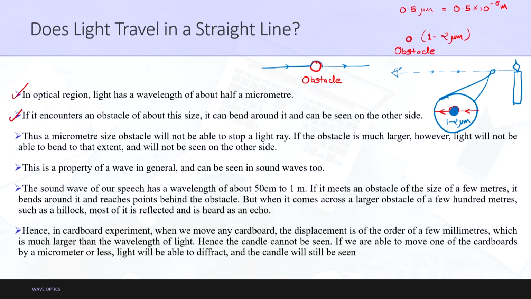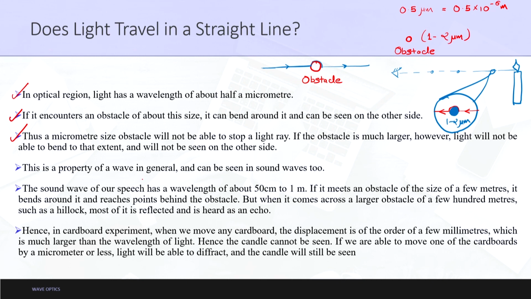So, moving on. Thus, a micrometer size obstacle will not be able to stop a light ray. If the obstacle is much larger, however, light will not be able to bend to that extent and we will not be able to see to the other side. Let us say this is 1 to 2 centimeters only. This will not be able to bend around it and hence we cannot see the light.